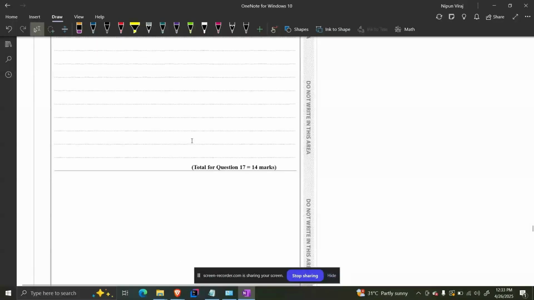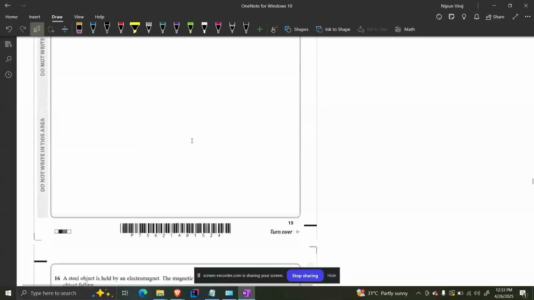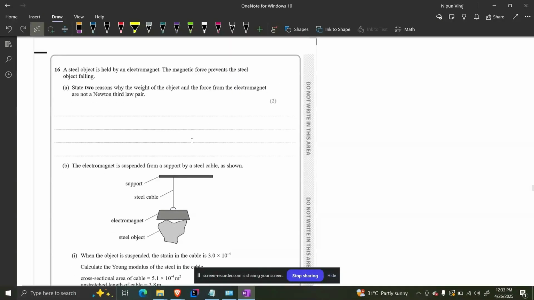Yeah. Then let's go to the 16th question. In the 16th question, a steel object is held by an electromagnet. The magnetic force prevents the steel object falling. Then they are asking, state 2 reasons why the weight of the object and the force of the electromagnet are not a Newton's third law pair. Now that is a very important question.